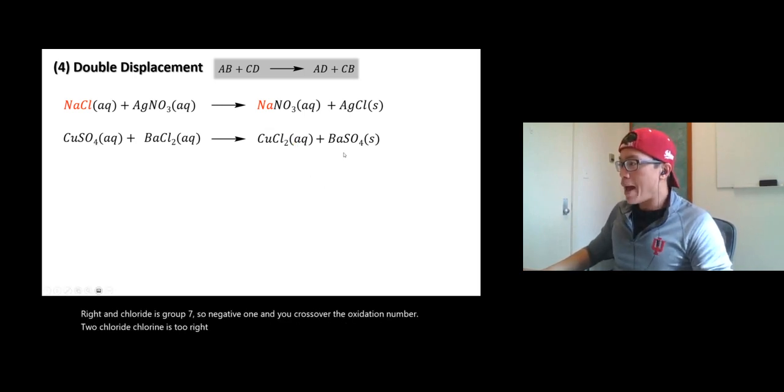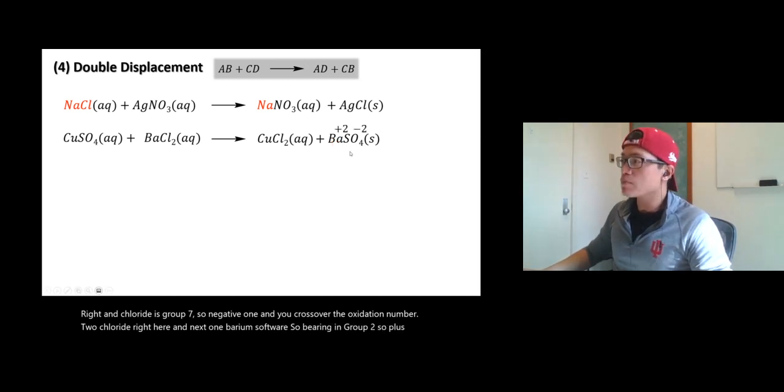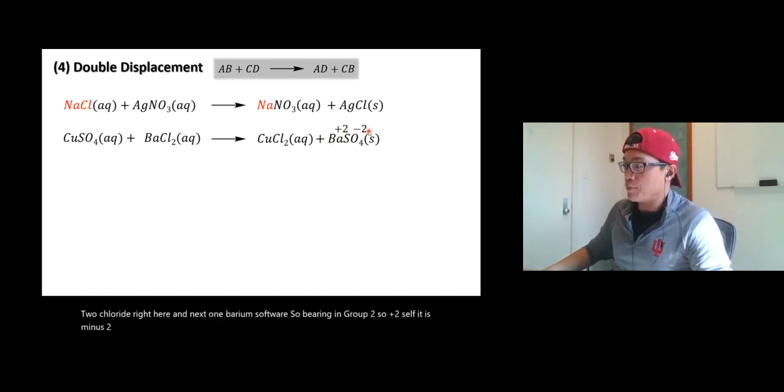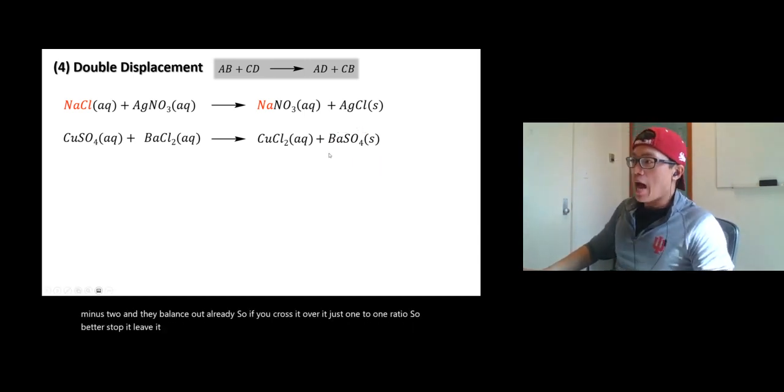And next one, barium sulfate. Barium is in group 2, so +2. Sulfate is -2, and they balance out already. If you cross it over, it's just a 1-to-1 ratio. So barium sulfate, leave it like that. All right, one more time.